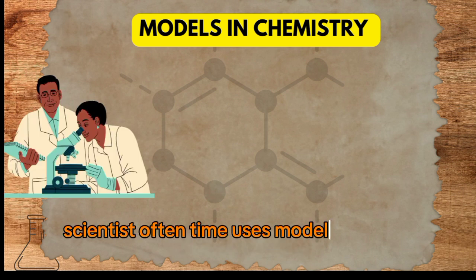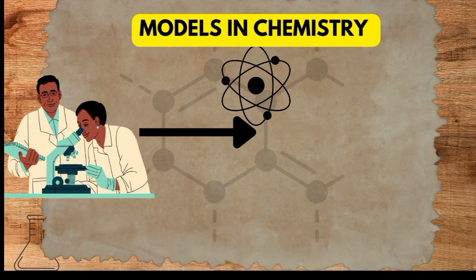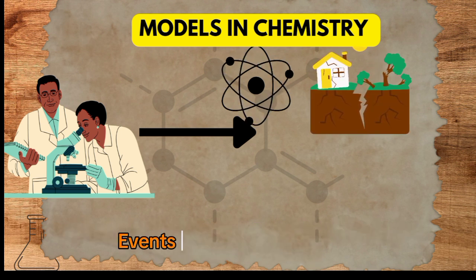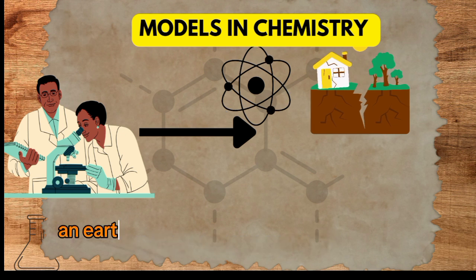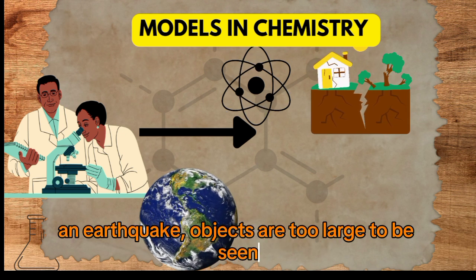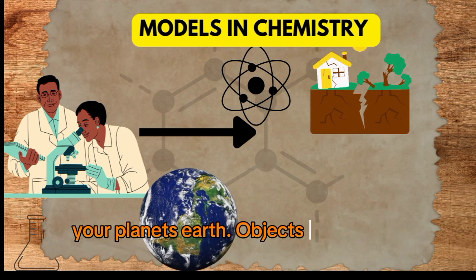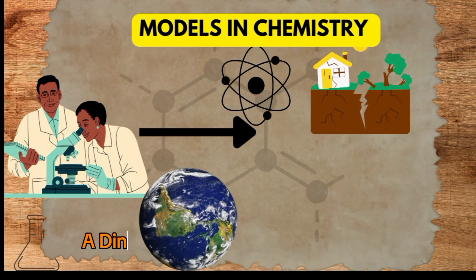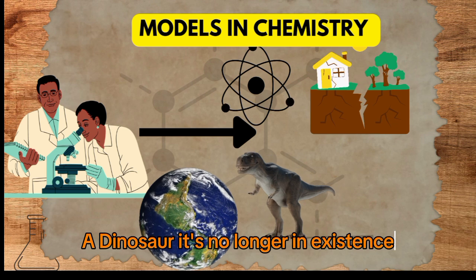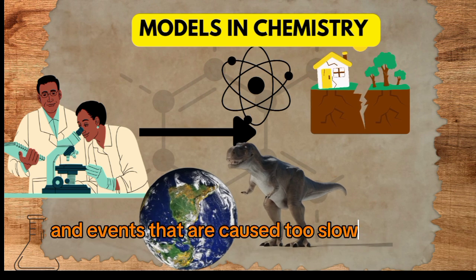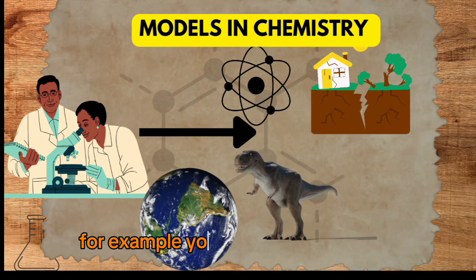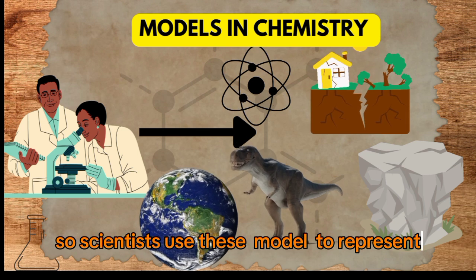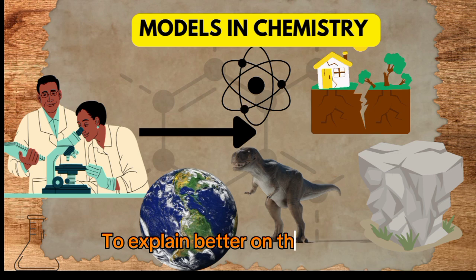Scientists oftentimes use these models through charts and pictures to represent objects that are too small to be seen, like an atom, events that happen too fast, like an earthquake, objects that are too large to be seen, like planet Earth, objects that are no longer in existence, for example, an animal like a dinosaur, and events that occur too slowly to be noticed, for example, mountain formation. So scientists use these models to explain these things better.